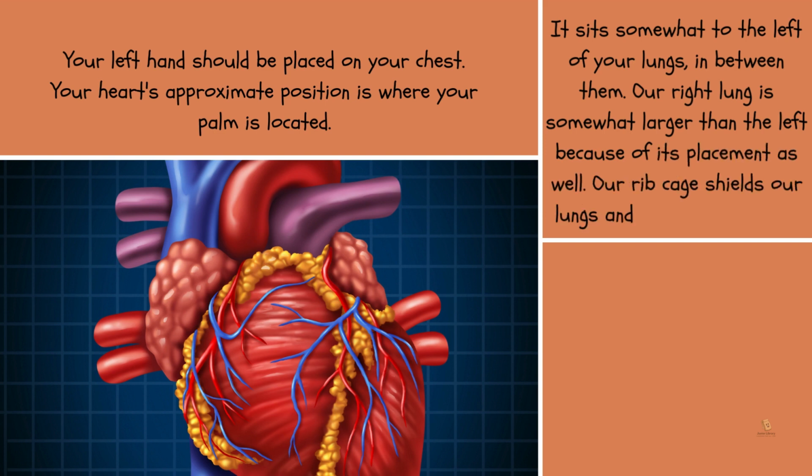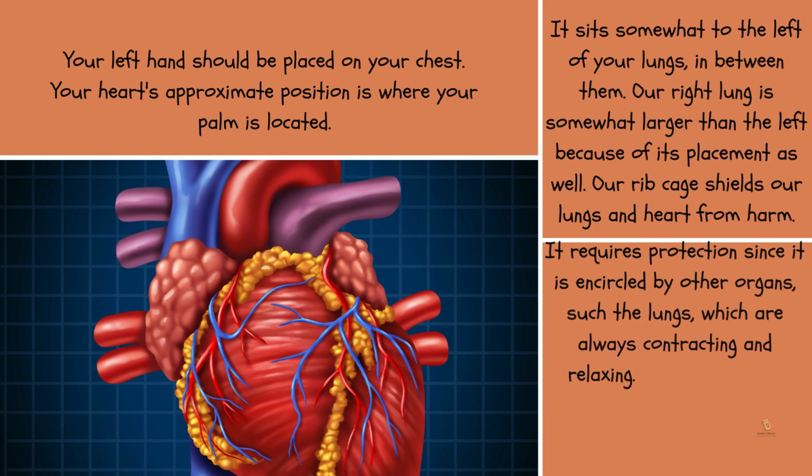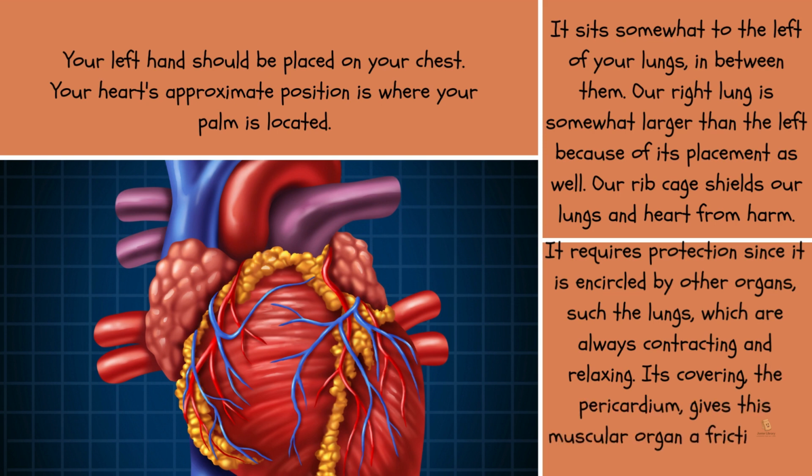Our rib cage shields our lungs and heart from harm. It requires protection since it is encircled by other organs, such as the lungs, which are always contracting and relaxing. Its covering, the pericardium, gives this muscular organ a frictionless environment.